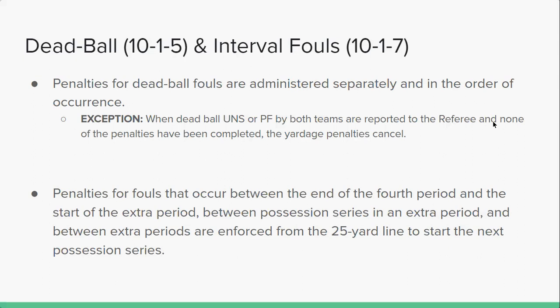So, let's say that B makes a great 4th down stop on their possession series, and after that play, we have an unsportsmanlike conduct penalty for celebration. In that case, we would enforce that penalty from the 25-yard line to start the next series in the next extra period, or the second possession series in an extra period.